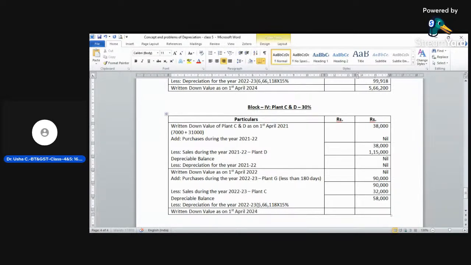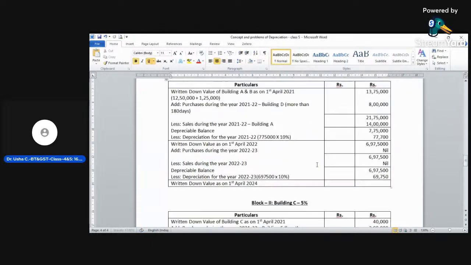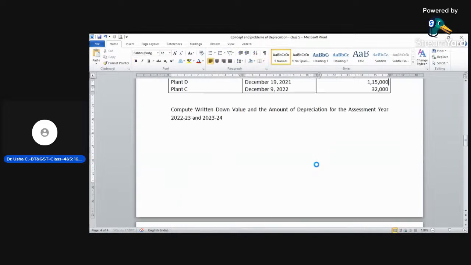Then charge depreciation. Depreciation at 58,000 into 15%, sorry, it is not 15%. It is 30%. Then the amount of depreciation is 17,400. So 58,000 minus 17,400 is 40,600. This 40,600 is the WDV as on 1st April 2024.